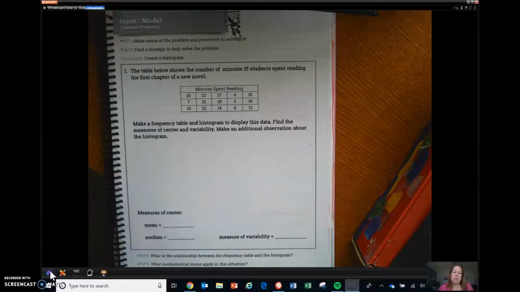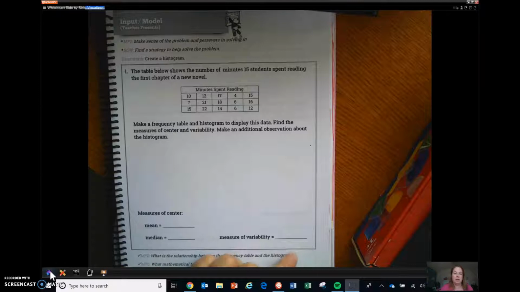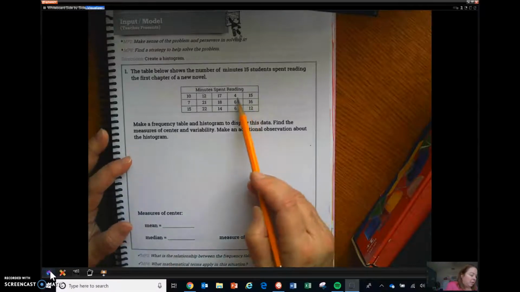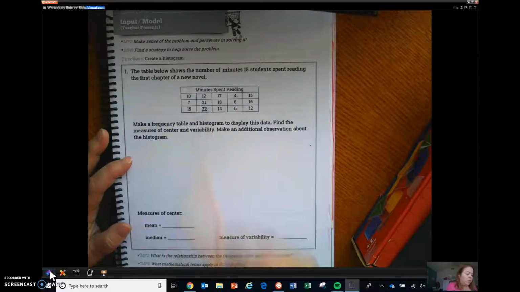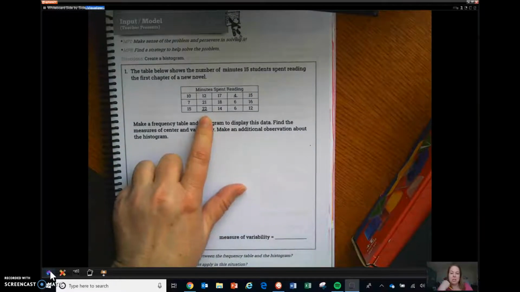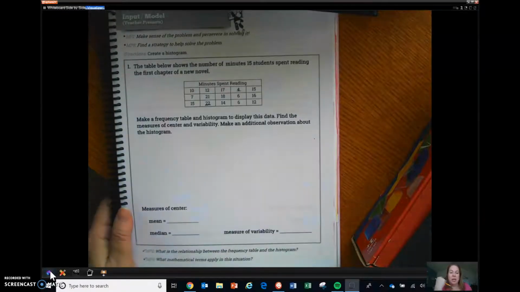Okay, so let's do one. Here's the first input model. The table below shows the number of minutes 15 students spent reading the first chapter of a new novel. 15 students read the first chapter, they timed themselves, and they marked down how long it took them to read it. One kid was able to read it in 4 minutes, while another kid read it in 22 minutes. So maybe this student has a harder time reading on grade level, and this kid is just a super good reader.